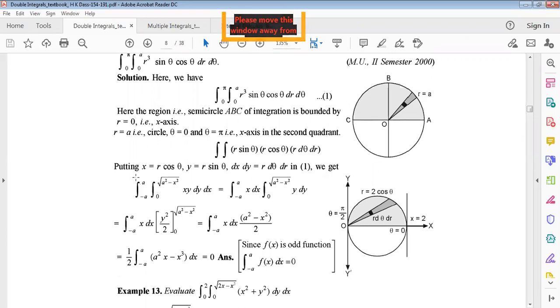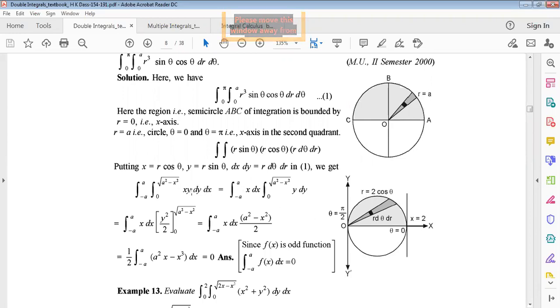Now we must know x equals r cos theta, y equals r sin theta, right? And dx dy will be r d theta dr. In equation 1, just putting these values, this is the polar form, and we get the Cartesian form of the given integral. Now this is the x limit and this is the y limit transform. So this is the polar form.